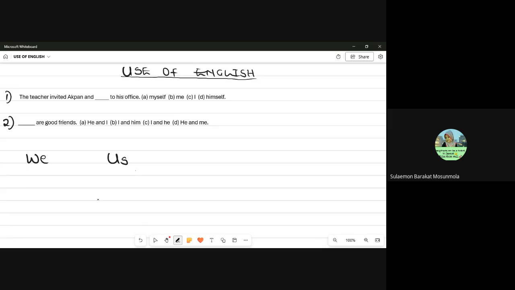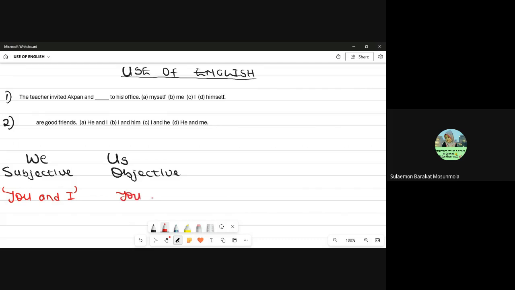So we use the plural pronouns we and us. We is used in the subjective form, that is, when whatever you want to put is acting as the subject. And us is used in the objective form, when you talk about the object, the receiver of the action, while the subject is the performer of the action. For we, the two pronouns that fall under it are you and I, for the subjective. And for us, you have the two pronouns you and me.